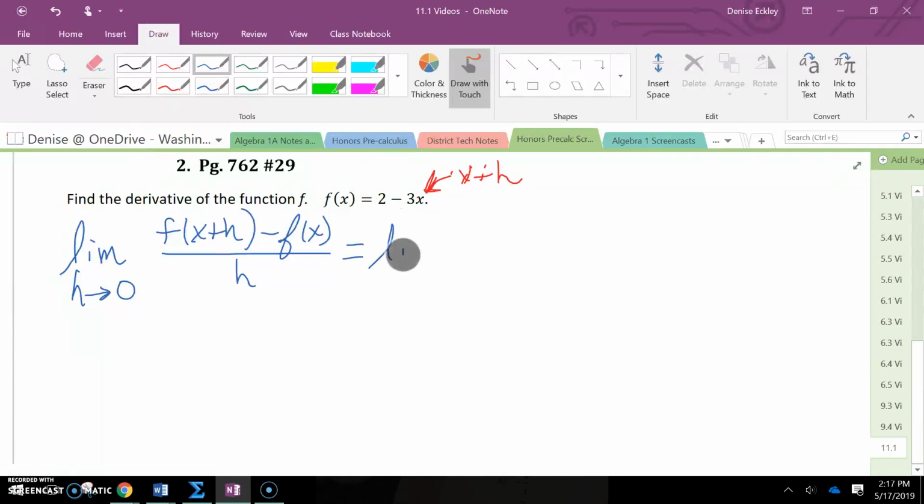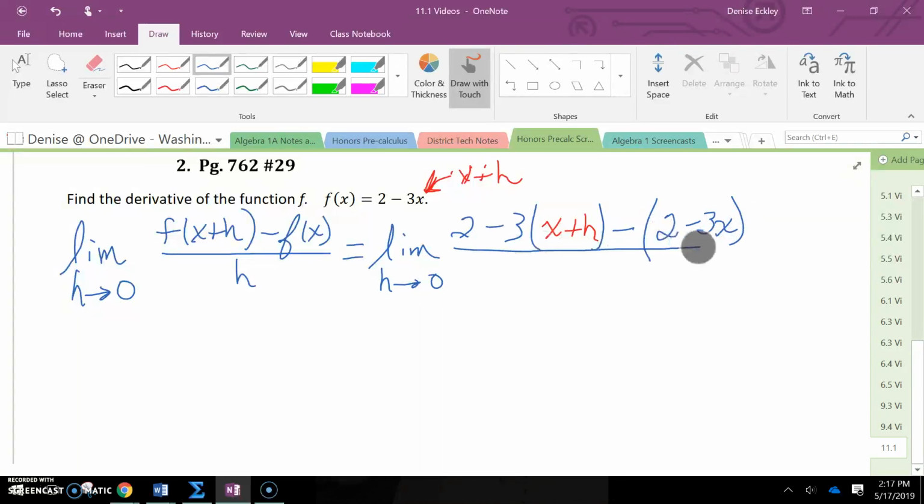So we're going to have the limit as h approaches 0 of 2 minus 3, and here's where we substitute in x plus h, and then minus, and we substitute the entire function f of x, which is 2 minus 3x, and that's all over h. Like all our other limits that we've done in this section, we're going to simplify that expression as much as we can.